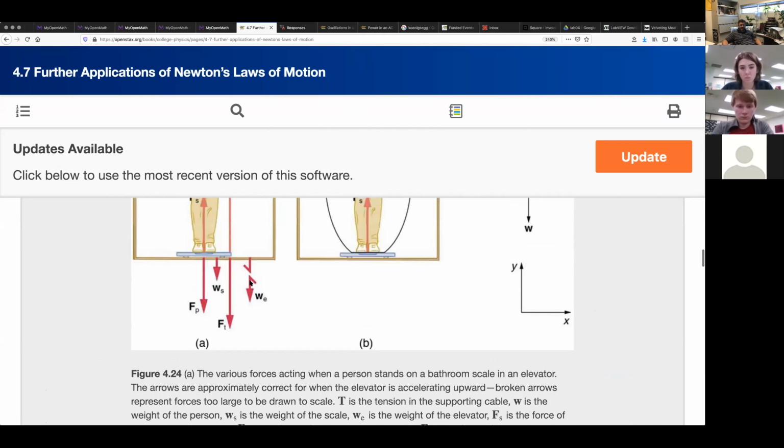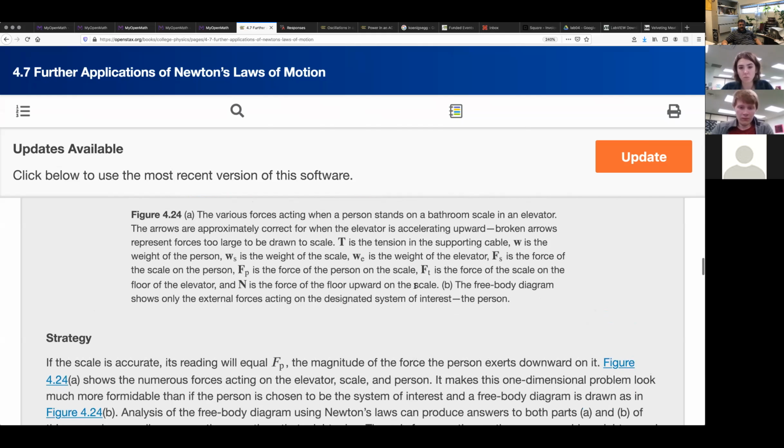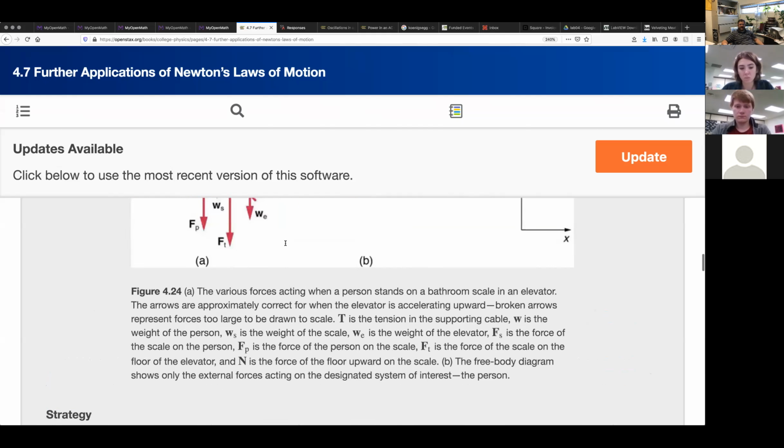That's why they put this little line in between, because this one, if you showed it its normal length, would be super long. So this arrow here is really, really long. And then they have FT, which is the force of the scale on the floor of the elevator, and FP, which is the force of the person on the scale.